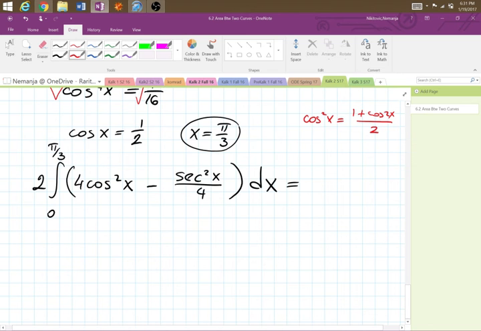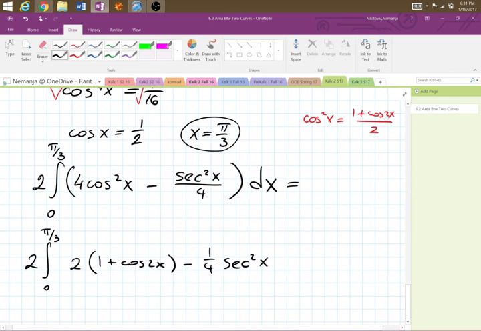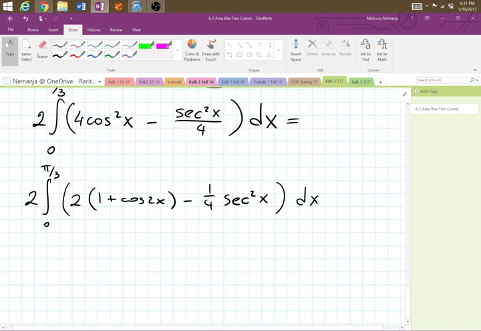So now, the 2 will cancel the 4. We have integral 0 to pi over 3, 2 times 1 plus cosine 2x minus 1/4 secant squared. Secant squared is the basic integral, right? Anyone? Tangent x, thank you.